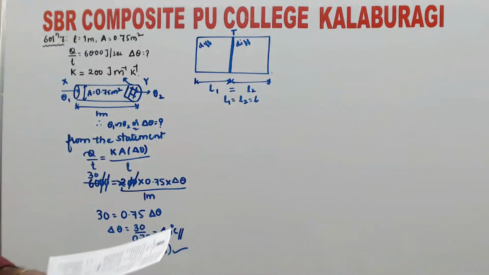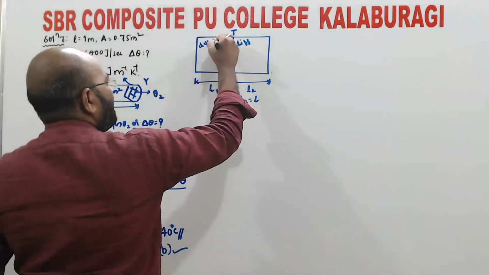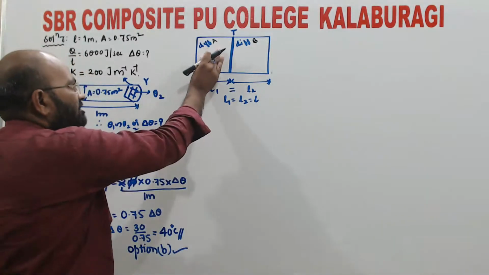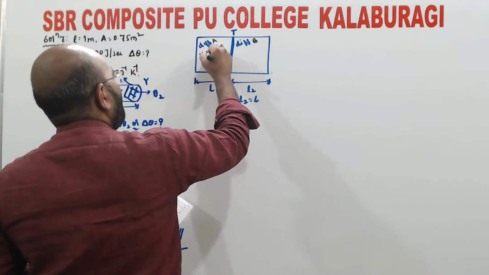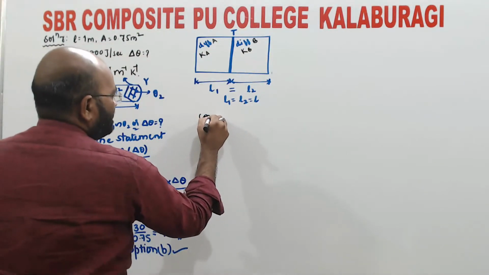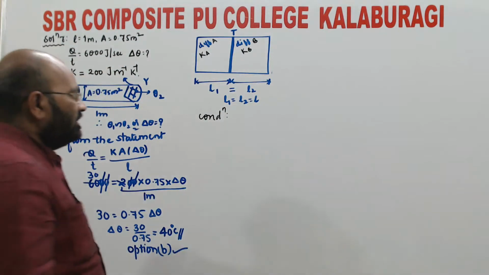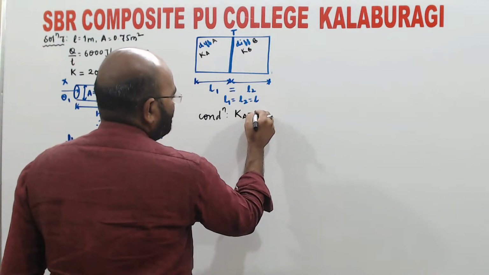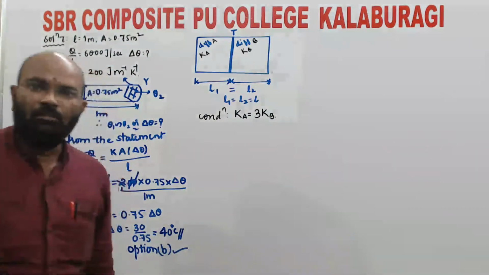The next one. Here, the thermal conductivities: we call the different materials A and B. The thermal conductivity associated with A is given as Ka, and this is called Kb. But the condition is given. What is the condition we have? The coefficient of thermal conductivity of the first one is always equal to 3 times the coefficient of thermal conductivity of B.